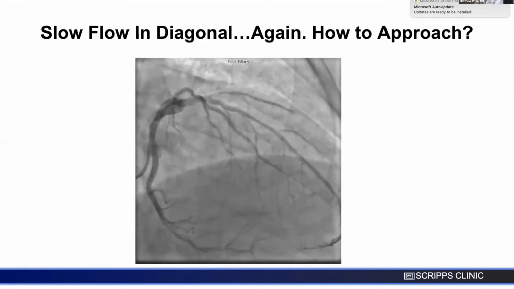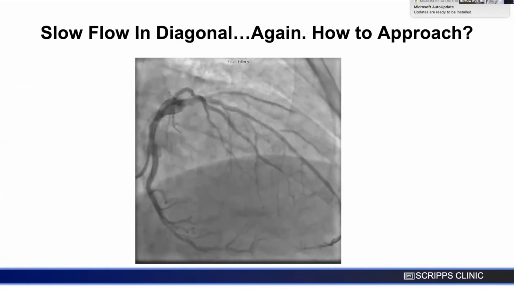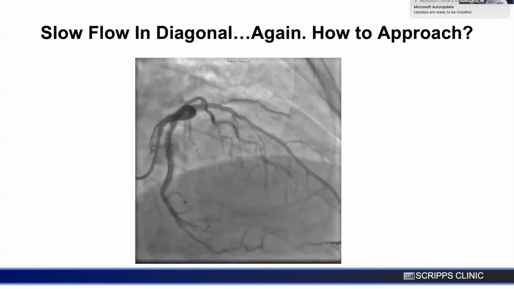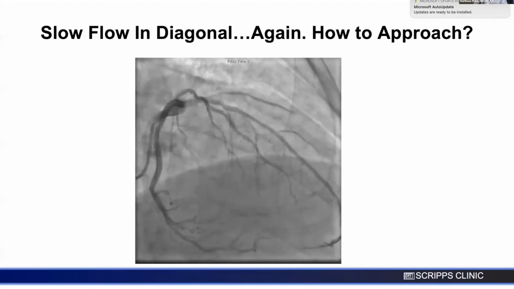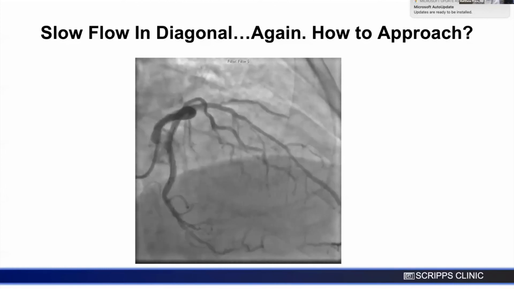Oh, by the way, this is your diagonal now. All right, so your circumflex is not happy. You have to post-dilate the ostium to the LAD. You now have TIMI 1 plus flow in the diagonal. The patient has ST depressions and chest pain. All right, so what do you do now?